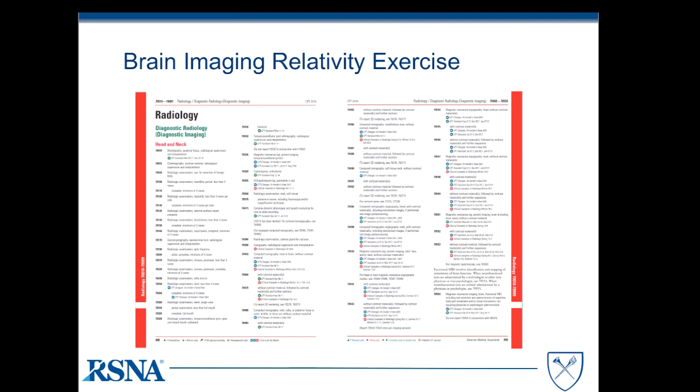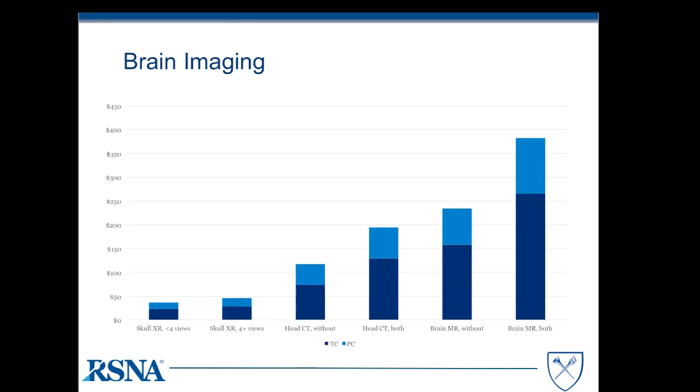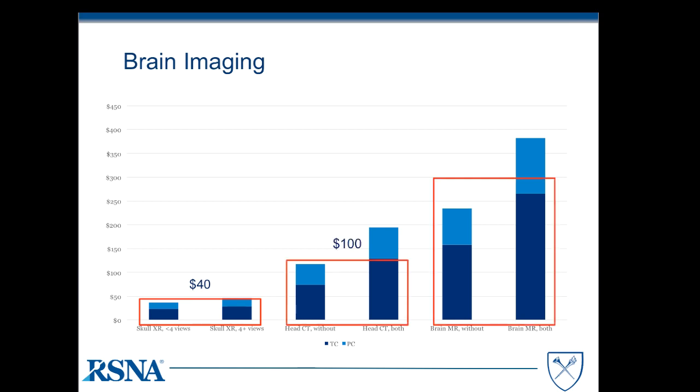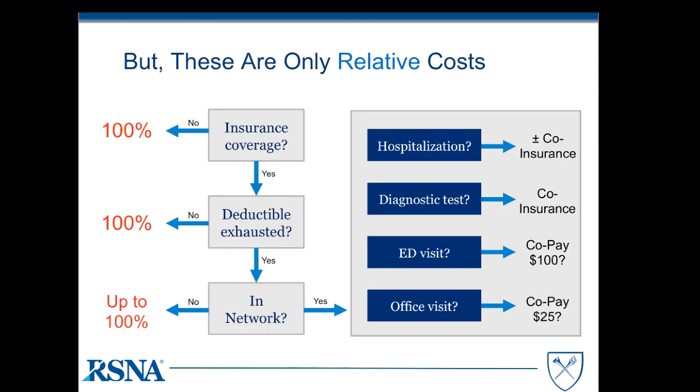Again, go to the CPT book, find the codes you want, and then map them to allowable fees. For brain imaging, you will see a similar trend. Radiography, ballpark $40. CT, ballpark $100. An MRI, ballpark $300. So again, on average, relative costs will be a bit more than double each step along the way. But remember, these are just benchmarks. These are just relative costs.